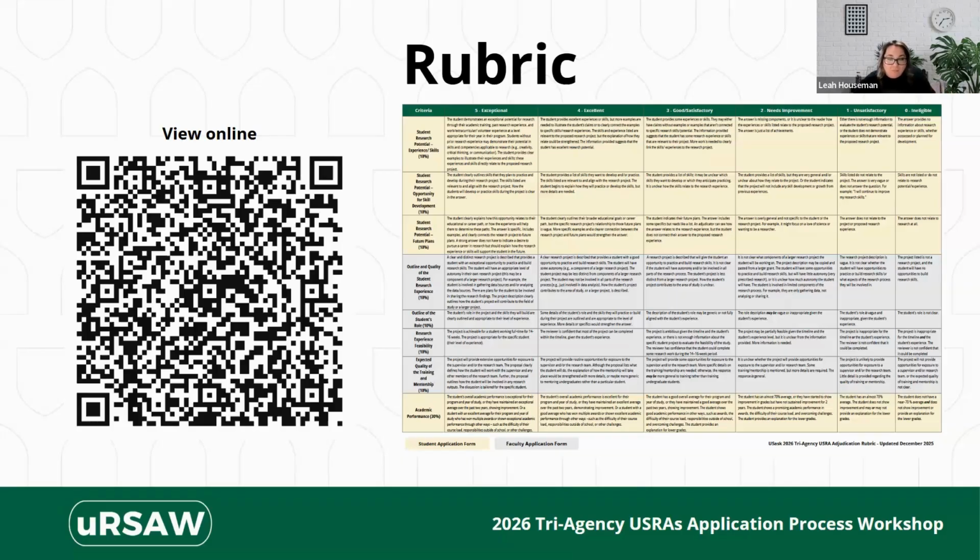The categories that come from the student application are in yellow, and the parts that come from the faculty application are in gray. And this has a lot of info on it, and it has to be tiny to fit it on the slide. But if you scan that QR code, you can see the online version, which will allow you to zoom in. Like I mentioned, this is what the adjudication committee is looking for. And it will be a really good idea to keep this handy and reference it when you are writing your applications.